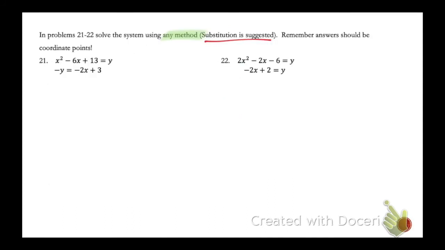For problems 21 and 22, we're going to solve the system using any method we want, but substitution is suggested. I think that these are both set up pretty well for substitution. Same for on your test. Remember, your answer should be coordinate points in the end. So for this first one, I'm going to start by seeing what y equals. On the top, I see y equals x squared minus 6x plus 13. I'm going to plug that into the bottom y.